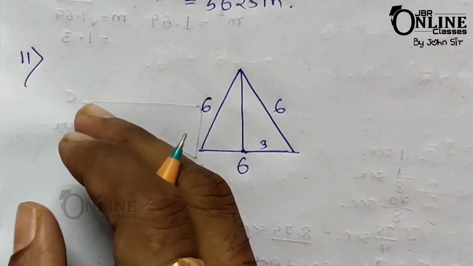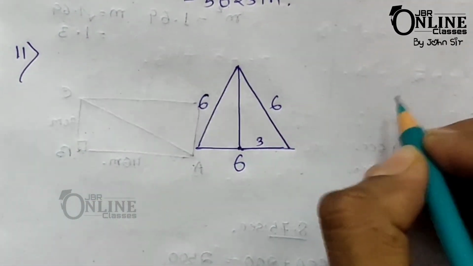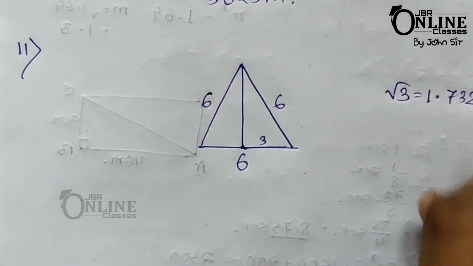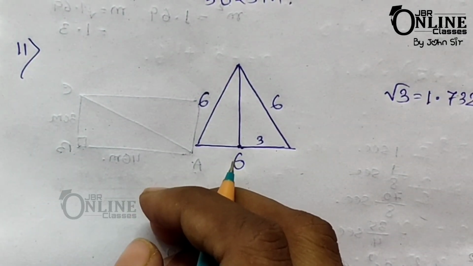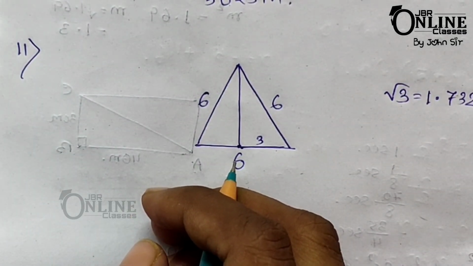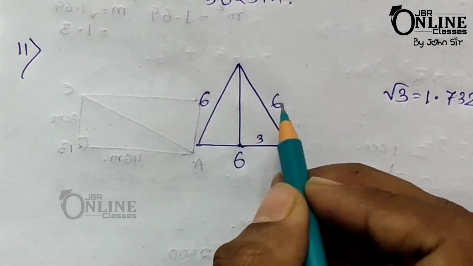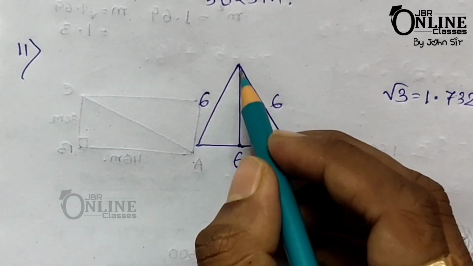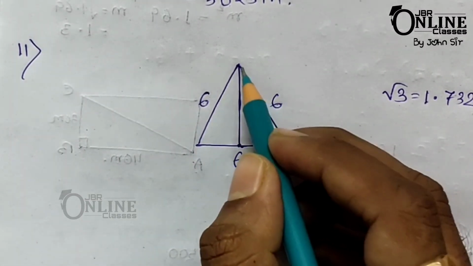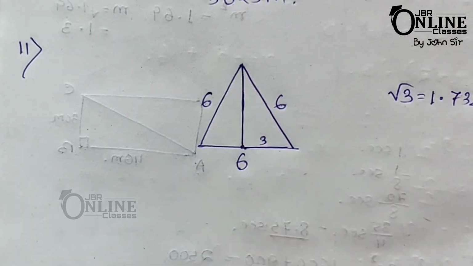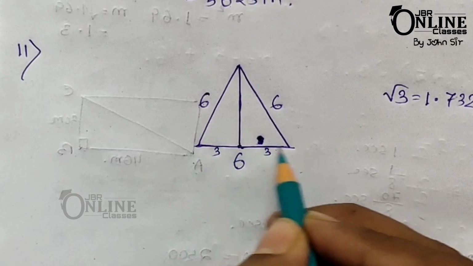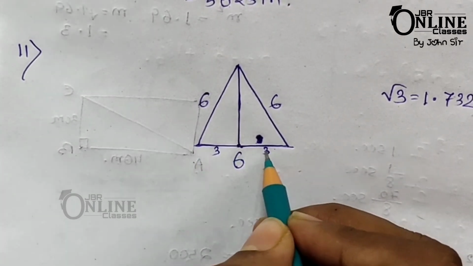So here in sum number 11, given that root 3 equals 1.732. Find the altitude of an equilateral triangle whose one side measures 6 centimeter. Okay, so all the sides are 6 centimeter, it's given, and you have to find out the measure of the altitude. So here the base of the triangle equals 6 centimeter and half of the base equals 3 centimeter.